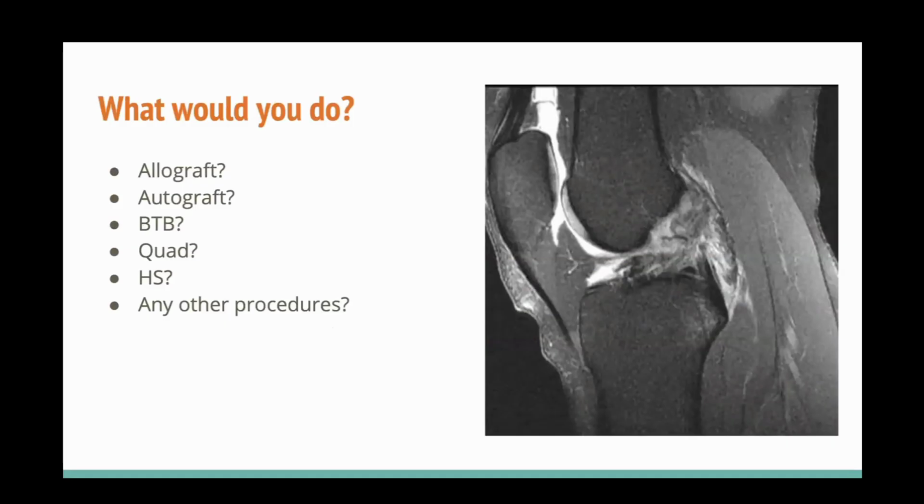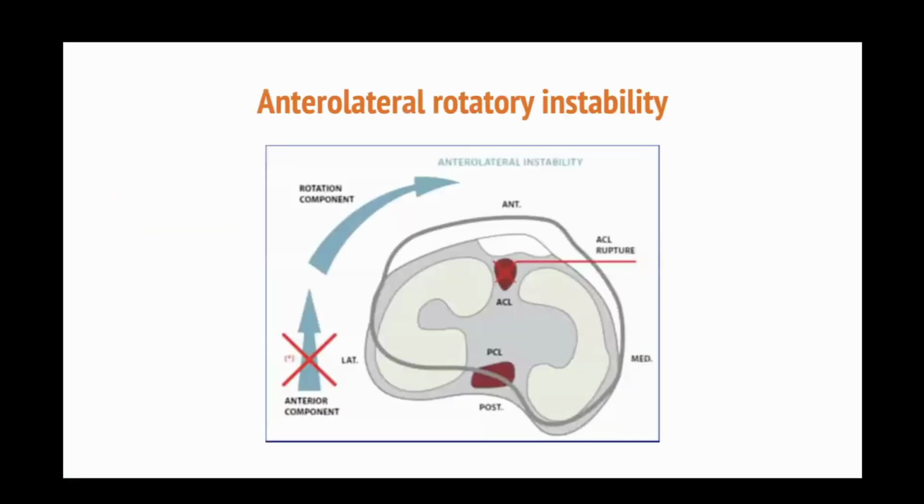I think a lot of us would do a BTB. A lot of us would do a quad. Would you offer her any other procedures? Why or why not? I want to introduce this concept of anterolateral rotatory instability. And as we know, the ACL provides translational stability, but it also provides some rotatory instability, which becomes important.